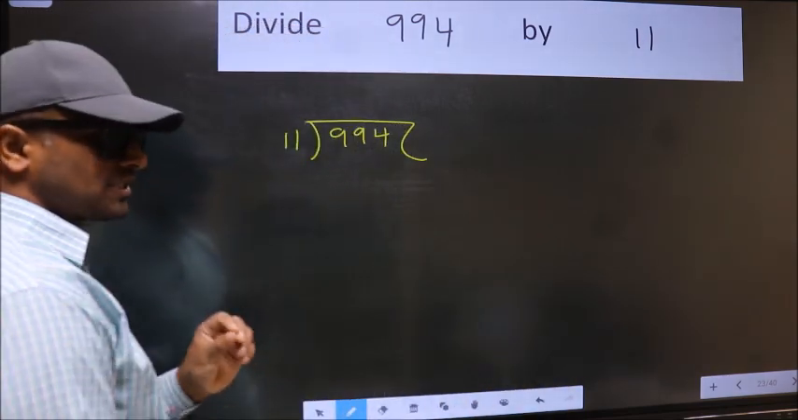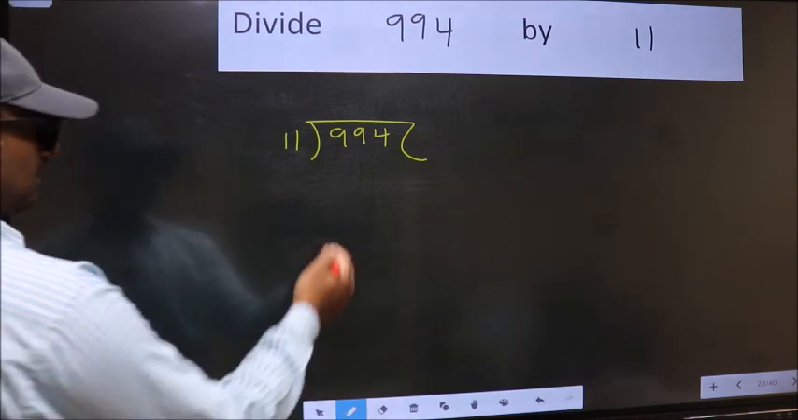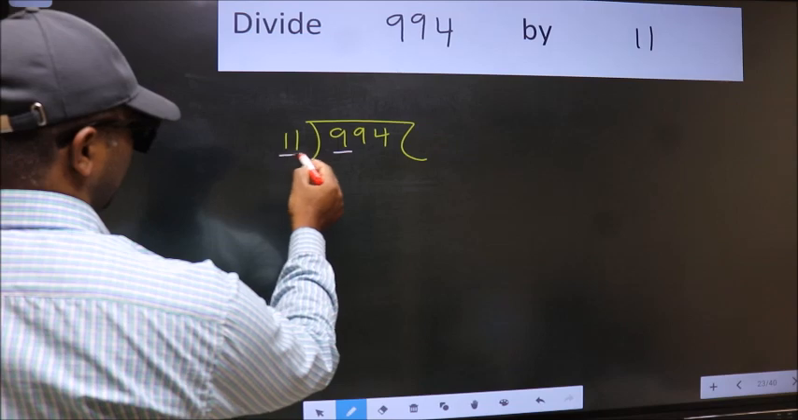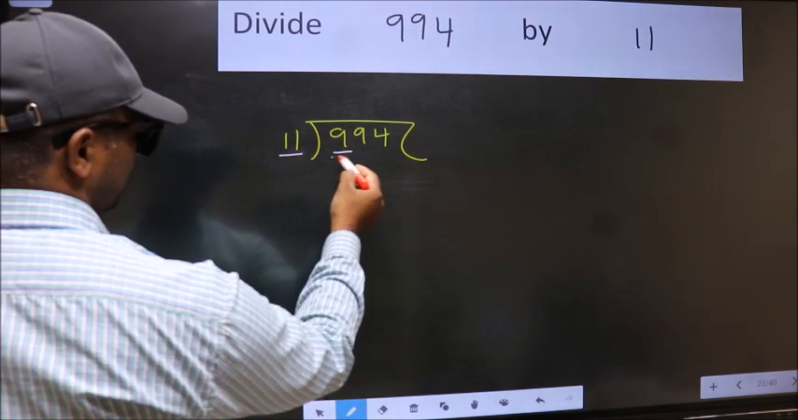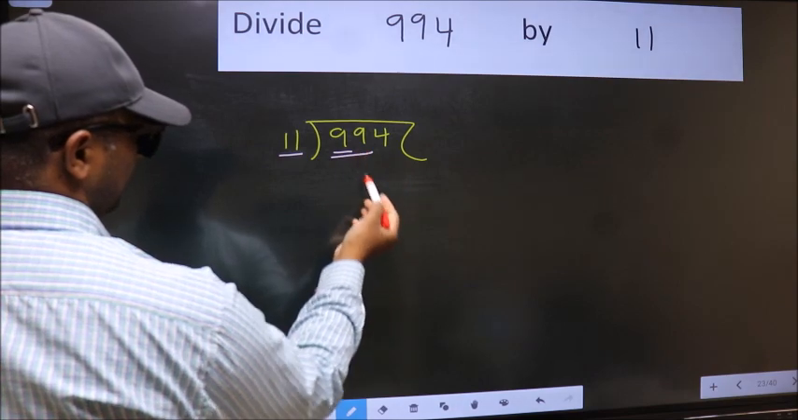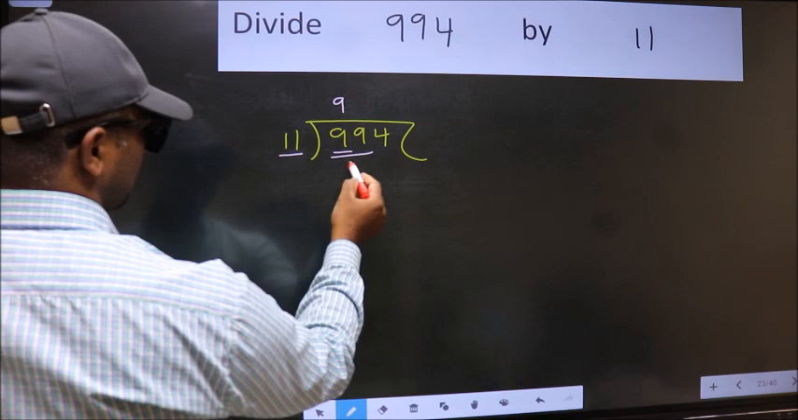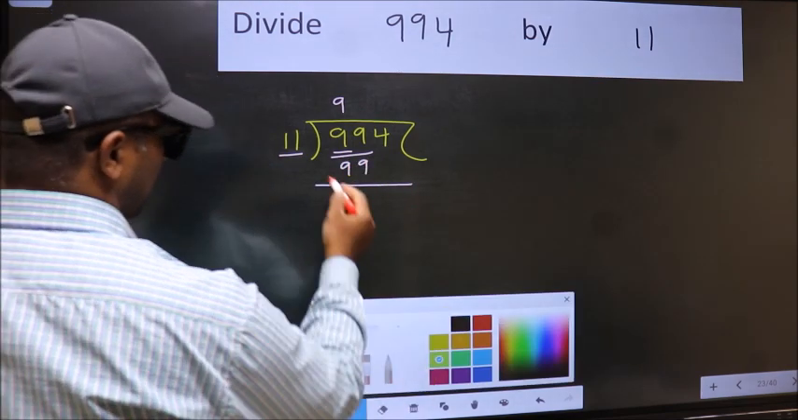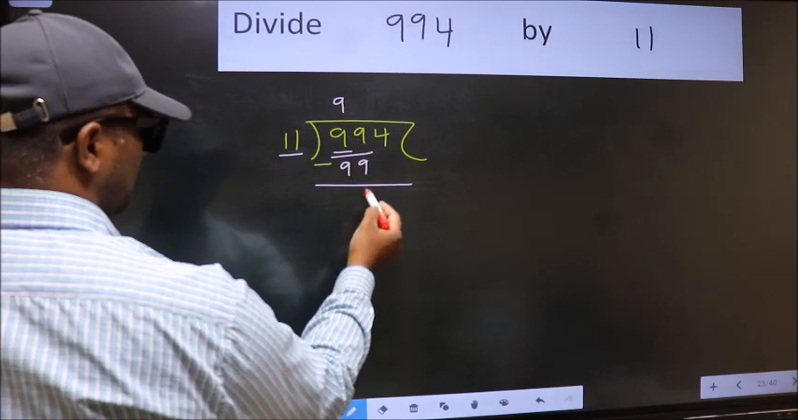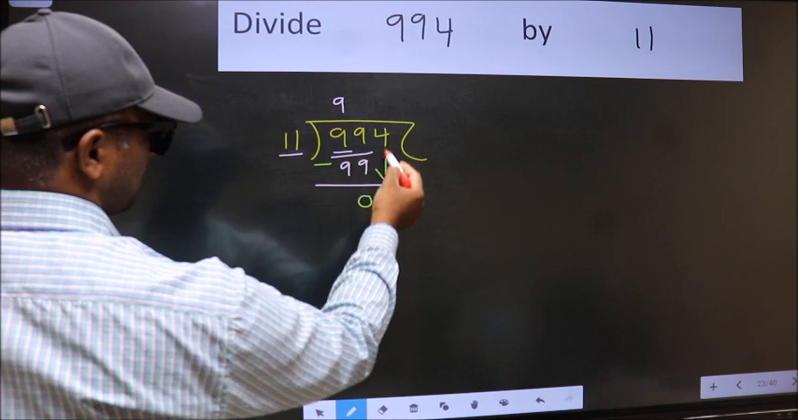This is your step 1. Next, here we have 9 and here 11. 9 is smaller than 11, so we should take two numbers, 99. When do we get 99 in the 11 table? 11 9's are 99. Now you should subtract. 99 minus 99 is 0.